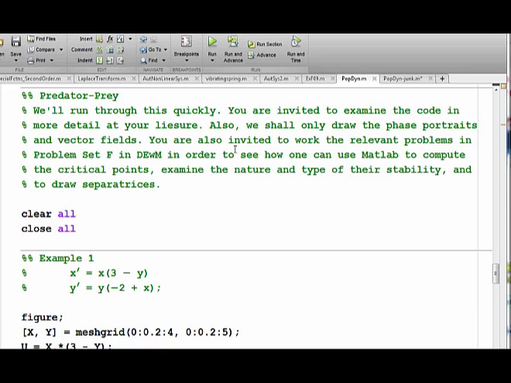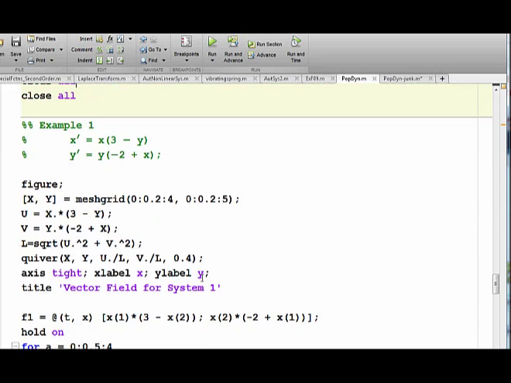Also, I will only draw the phase portraits and vector fields. You're also invited to work the relevant problems in problem set F in the MATLAB book in order to see how you can use MATLAB to compute the critical points, examine the nature and type of their stability, and to draw separatrices. So as usual, we clear everything. And now let's look at our first example. This is the case where the predator has exponential decay, the prey has exponential growth, they interact to the benefit of the predator and the detriment of the prey, but there's no logistic or threshold term. And let's just look at the code briefly.